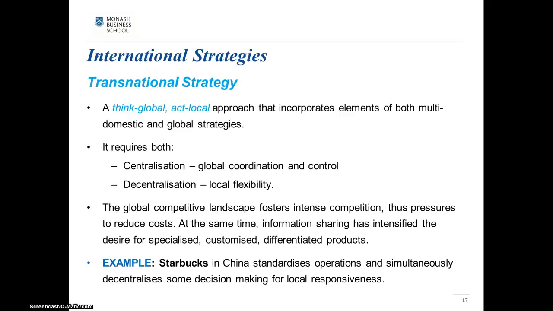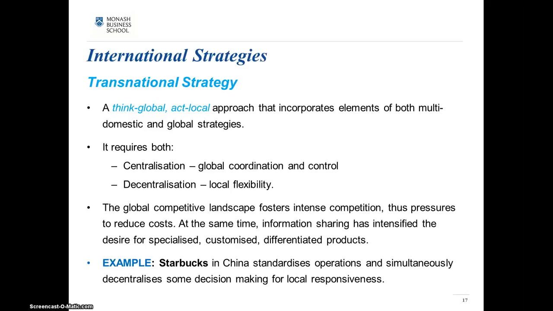What we tend to find is that the current global competitive landscape fosters intense competition and thus pressures to reduce costs for us as a firm. At the same time, information sharing has intensified the desire for specialised, customised, differentiated products. So in most industries these days, there are pressures for both reduced costs through global integration, but also an expectation from customers that you as a company will treat them differently to customers in a foreign market. So we often, at this stage as a firm, have to try and meet both those standardization and local responsiveness needs.